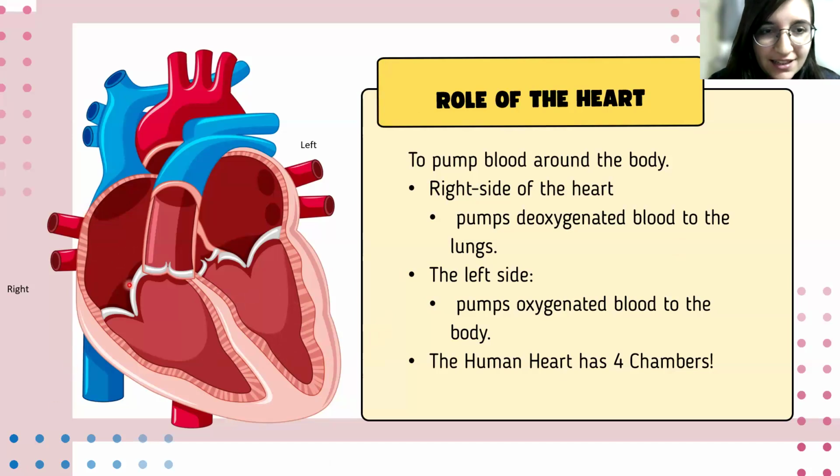So I was saying the human heart has 4 chambers. You see 1, 2, 3, 4. This is the right side of the heart, and this is the left side of the heart. The right side of the heart is the one that pumps deoxygenated blood, meaning that it has run out of oxygen. So the right side would pump it to the lungs, okay? Because the lungs is where the blood gets oxygen from, right?